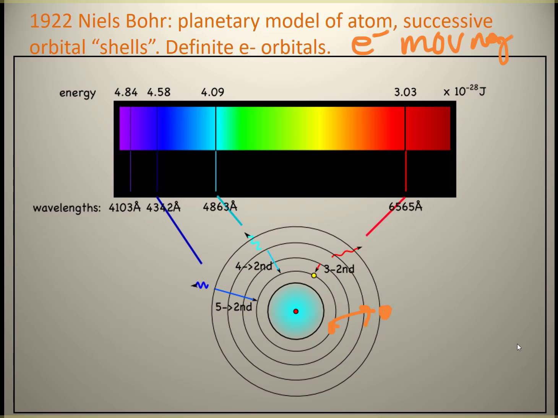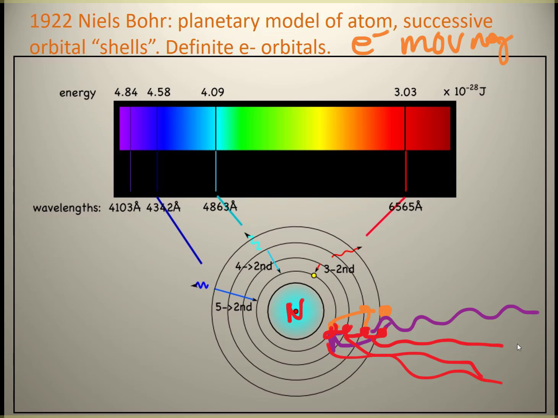When it emits light, then it jumps back down, and it can jump back down in one big jump. Maybe that gives you a purple light, or it can jump back down step by step. So maybe it goes from 3 to 4, that gives me a red, and then 3 to 2 gives me another red, let's say, and then 3 to 1 gives me another red. So again, it can jump all at once, or it can jump energy level by energy level. So Niels Bohr was able to draw his model of the atom.